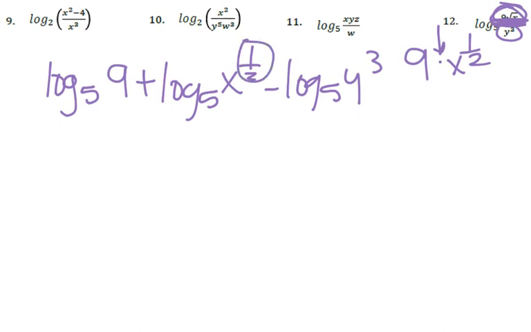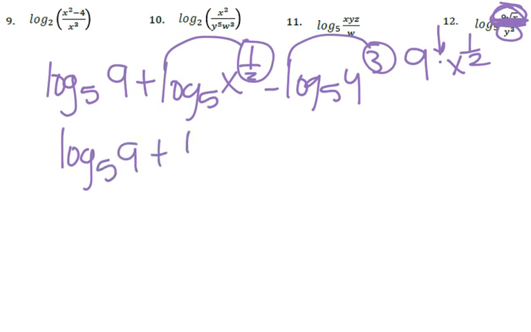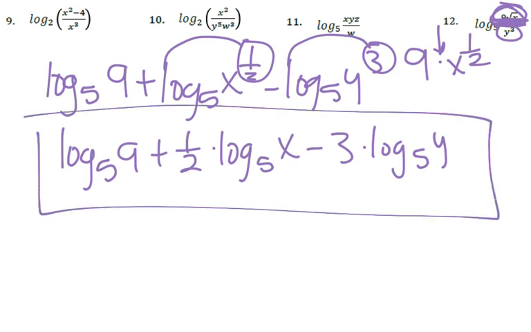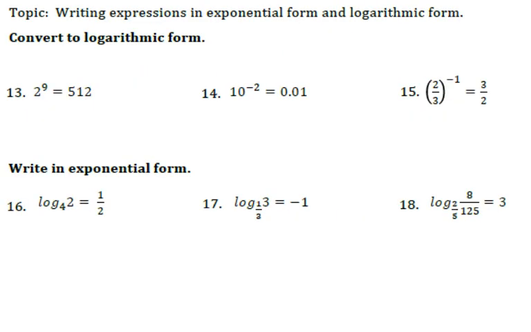Now we can use the power rule to bring down these powers. We get log base 5 of 9 plus 1/2 times log base 5 of x minus 3 times log base 5 of y. And there we go with that one. Okay, now the last ones, we're just rewriting them.